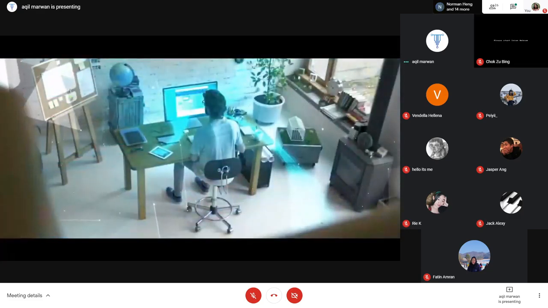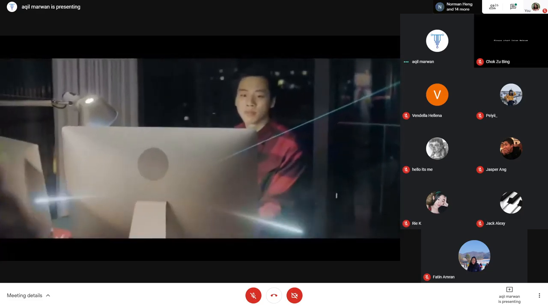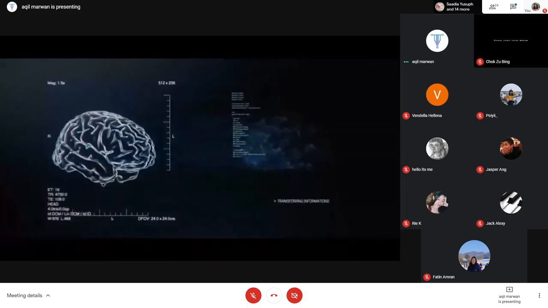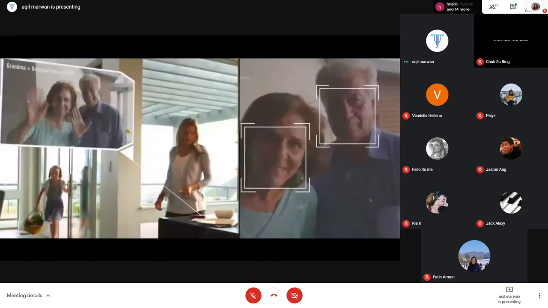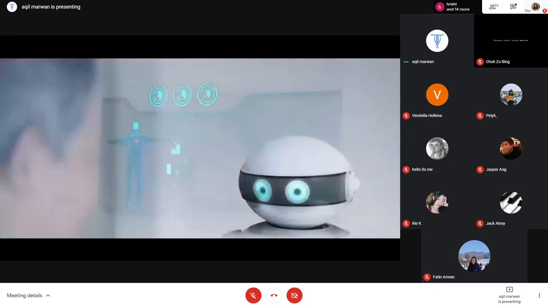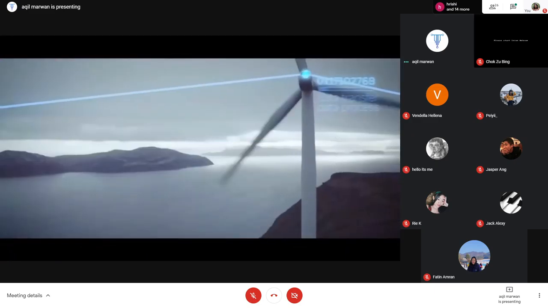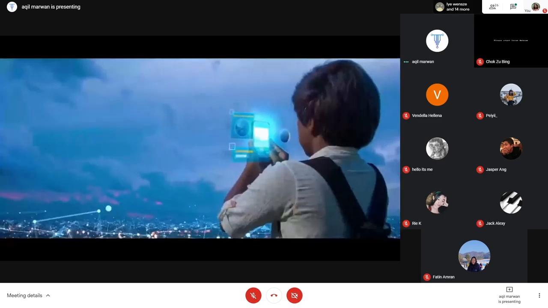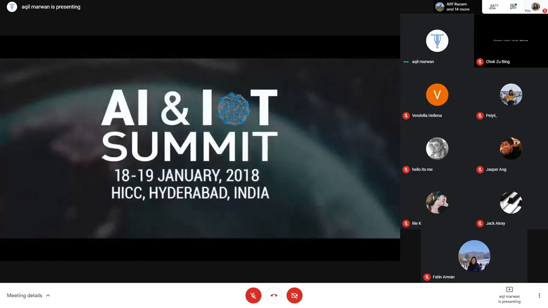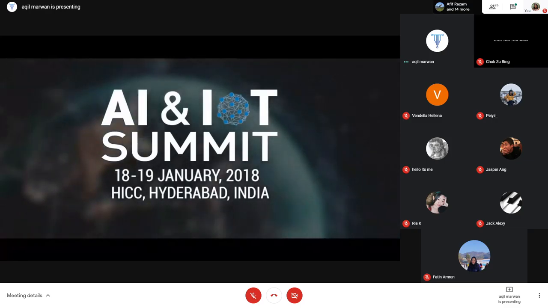The Internet of Things is a breeding ground for new AI-driven solutions and experiences, from self-driving cars to intelligent homes to health. Welcome to the world of endless possibilities. Welcome to AI and IoT Summit.